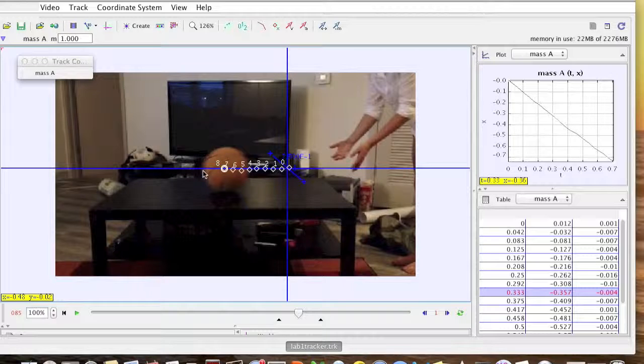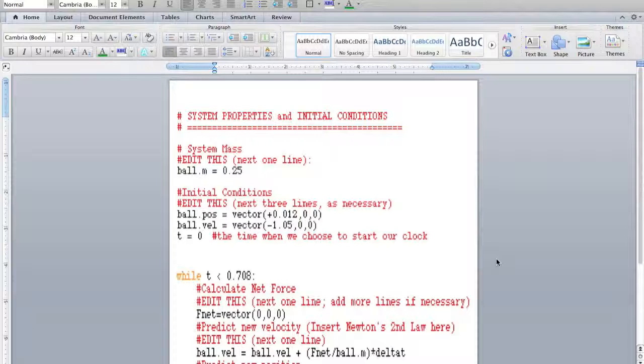To compare the real-life example to a computational model, I used the basketball's mass, initial velocity, initial position, and final observed time in my VPython code. With this, I was able to predict the object's future motion and velocity. There were a few parts of the VPython code that I want to explain really quick. This line, ball.pos equal to vector 0.012, 0, 0, and ball.v equal to vector negative 1.0500, are both really important. These are for the initial conditions, and I plugged these numbers in based off the Tracker graph.